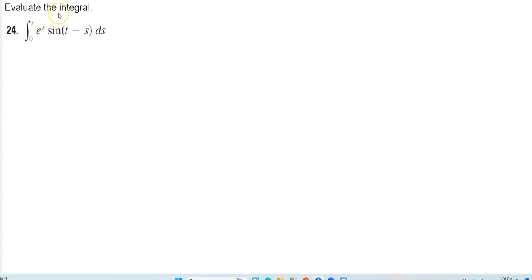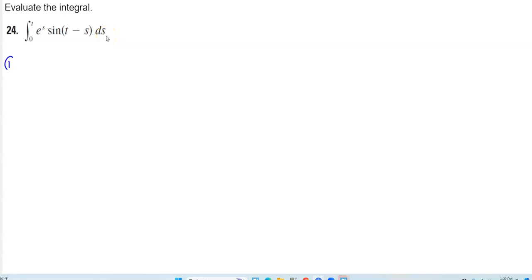Evaluate the definite integral using integration by parts. And the definite integral is going from 0 to t. And the function is e to the s times the sine of parentheses t minus s times ds.